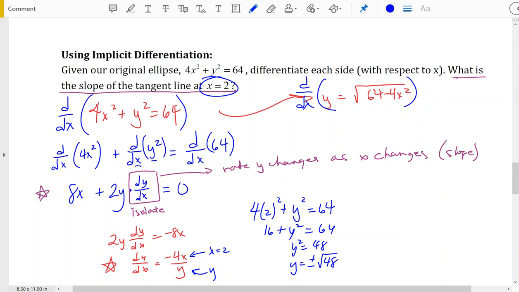Plugging those y values into our function gives us negative 4 times 2 over root 48, or negative 4 times 2 over negative root 48, giving us, hopefully you'll remember, the same two answers that we had gotten previously: negative 2 over root 3, or 2 over negative root 3, which becomes positive.